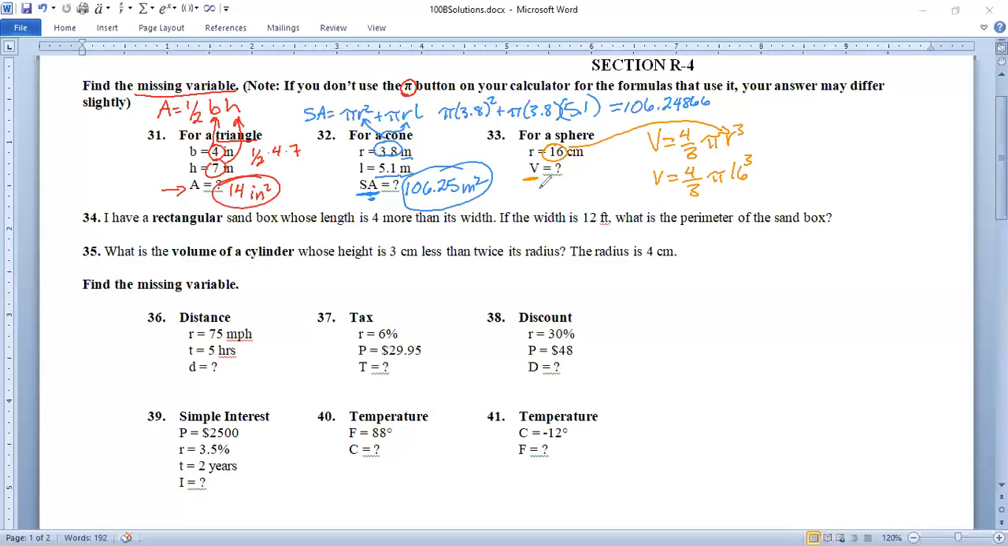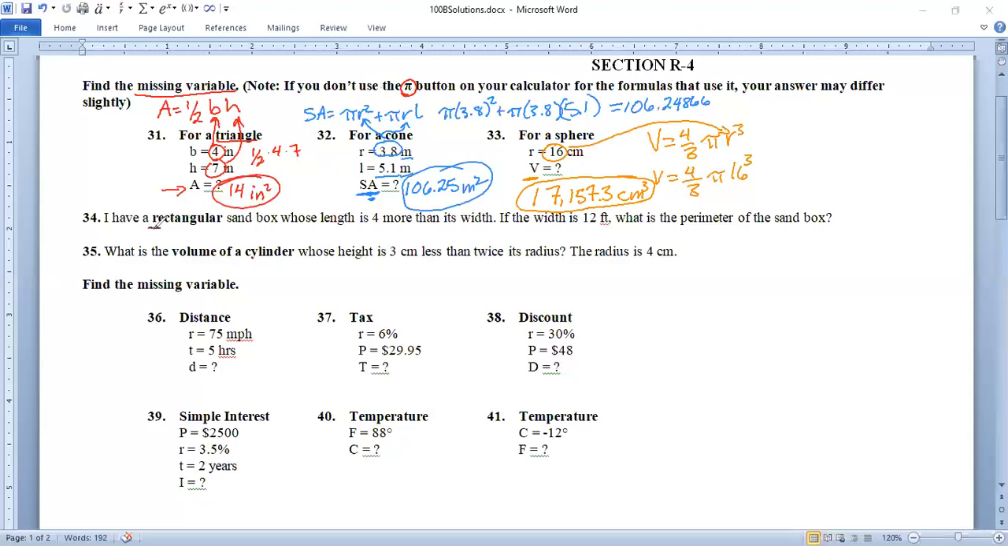Ooh, that's a big number. We have 17,157.28. I'll round that up to 0.3, I guess. And this is centimeters cubed. This is a volume. This is a 3-dimensional thing, so that's where we get centimeters cubed. So there we go. Number 34.